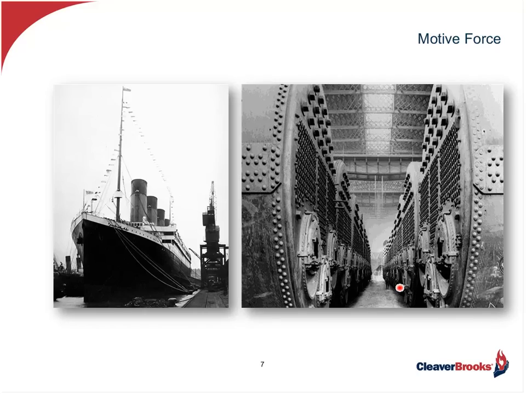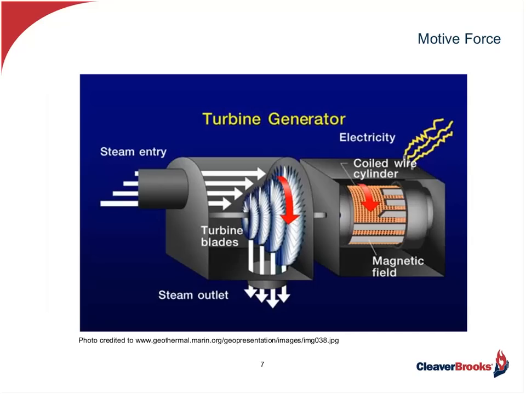Here's another example of the motive force of steam, these 26 fire tube boilers, at least half of which had 6 furnaces, 3 in the front, as you can see here, and 3 in the back. But of course, what they were doing is providing steam, the motive force that would drive the turbines that would drive the generators for electricity, and then of course the twin screws that were propelling the boat itself. So motive force of steam.